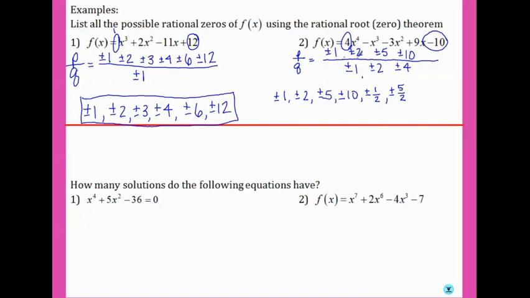So then we go back and divide them all by 4. 1 divided by 4 would be 1/4. 2 divided by 4 simplifies to 1/2, and we already put that on our list. 5 divided by 4 would be 5/4. And 10 divided by 4 would simplify to 5/2, which we also already have on our list.